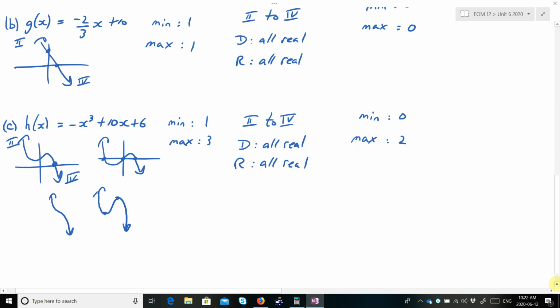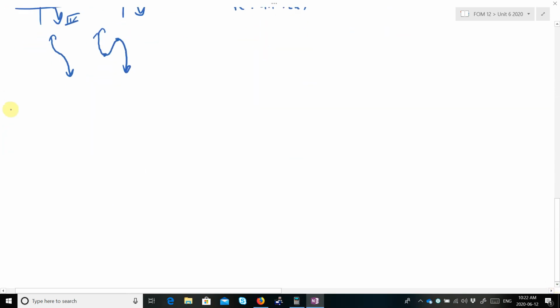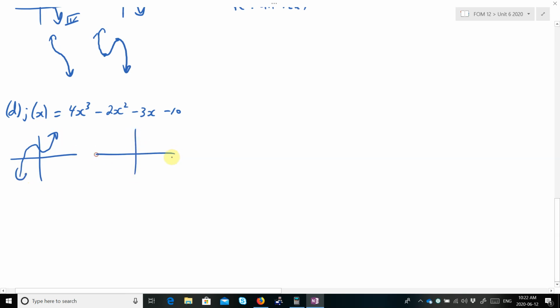Okay, and that is consistent with the back. And finally, letter D, we have j of x equals 4x cubed minus 2x squared minus 3x minus 10. And that's a positive cubic. And again, in theory, it could do this, or it could do this.